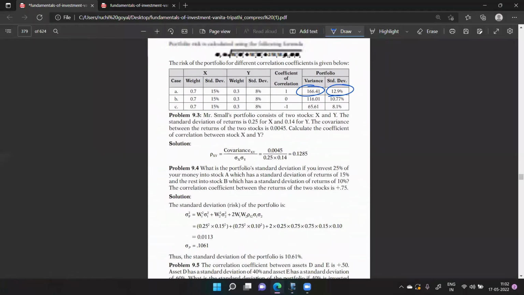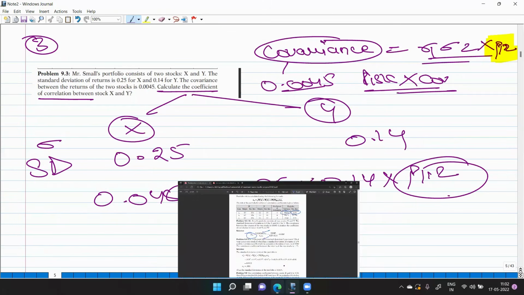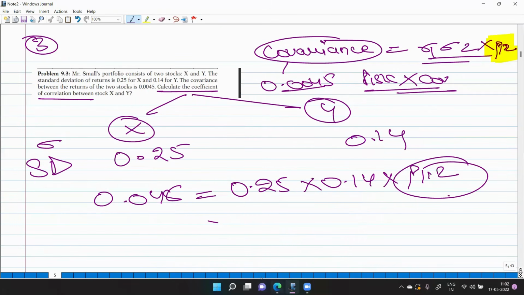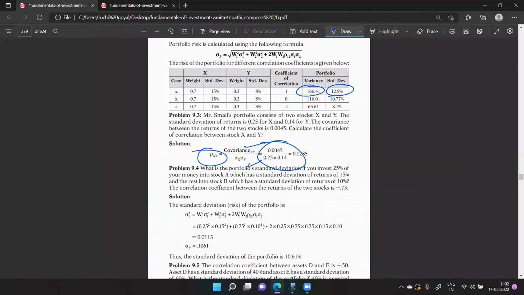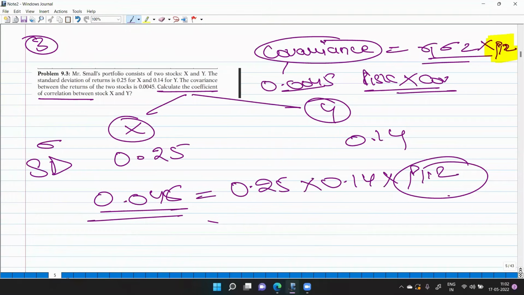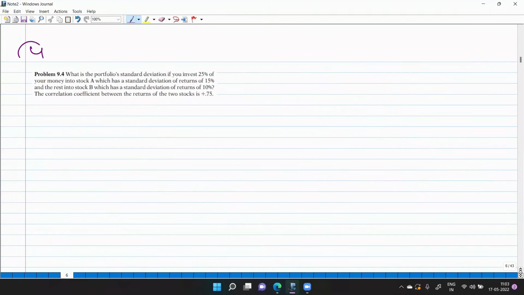Let's see what she has done. See, pxy is nothing but the covariance divided by sigma x sigma y. See, this is what will come, 0.45. Okay, 0.45. So it will come out to be 0.1285. Okay. Let's move on to the next question.